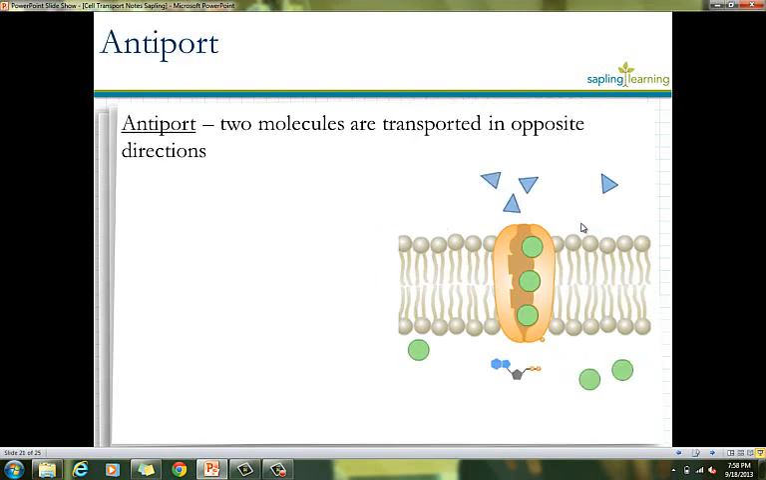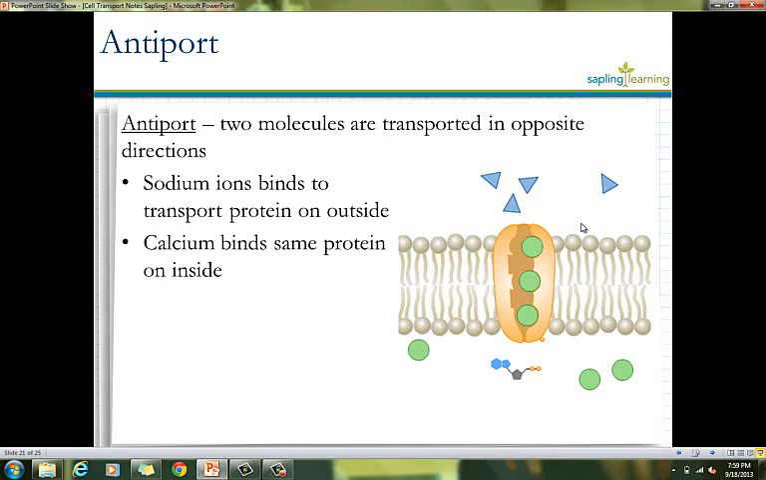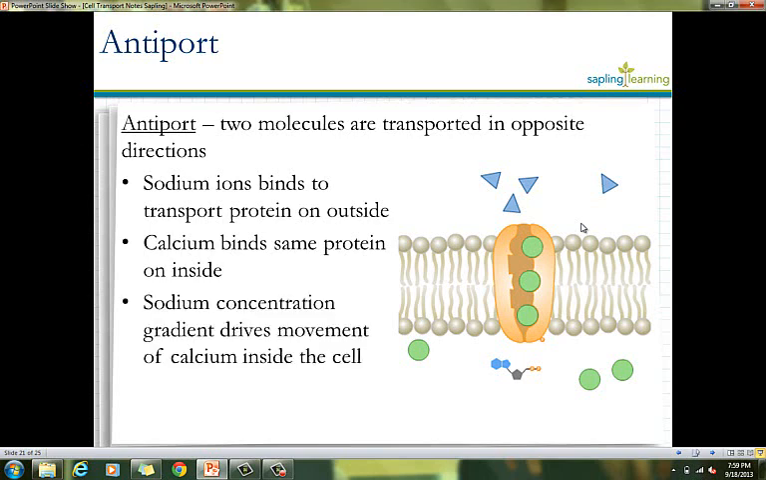All right, so antiport is a co-transport of two molecules in opposite directions. One molecule enters the cell while the other exits. An example of antiport is sodium and calcium. Both molecules bind to the same transport protein, but sodium ions bind on the outside of the cell and calcium binds on the inside. Sodium ions will pass down their concentration gradient through the transport protein. At the same time, calcium is allowed to exit the cell against its concentration gradient.